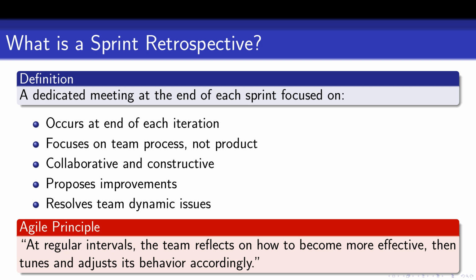A sprint retrospective is a meeting held at the end of a sprint to reflect on the team's process, not the product. It's a collaborative and constructive session where the team discusses what worked, what didn't, and how they can improve. As the Agile Manifesto states, at regular intervals, the team reflects on how to become more effective, then tunes and adjusts its behavior accordingly.